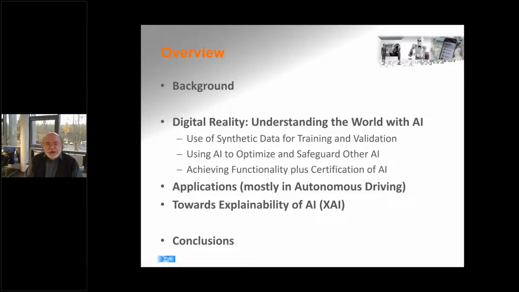Okay, the overview. I'll start with some background information about myself and where we're coming from and what we're doing in general, and then I'll talk about this concept of digital reality that we use for understanding the world with AI, in particular the use of synthetic data for training and validation, how we use AI to optimize and safeguard other AI systems, and not just achieve functionality on the AI side, but also are able to certify the AI system.